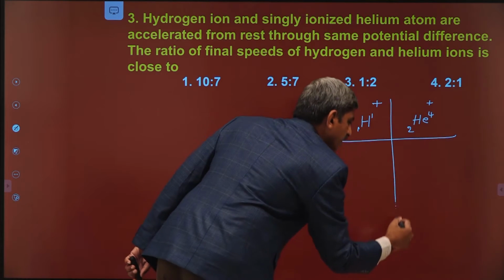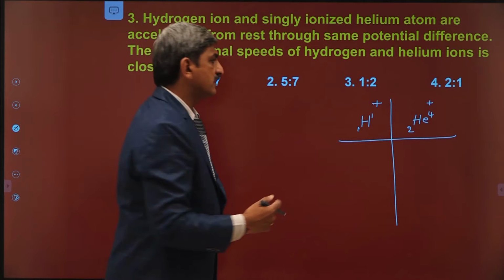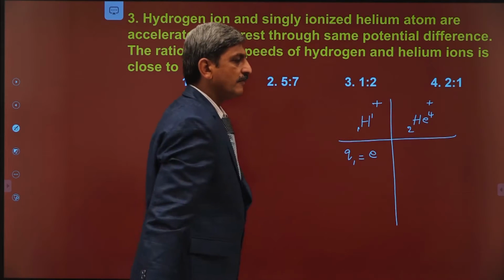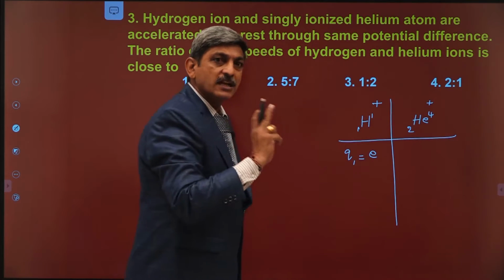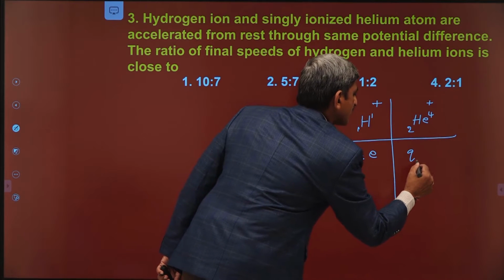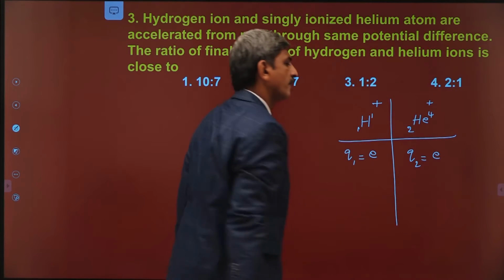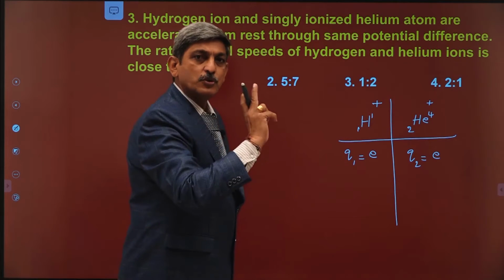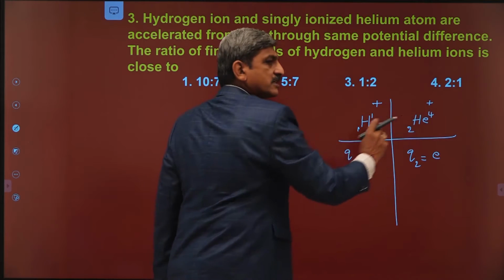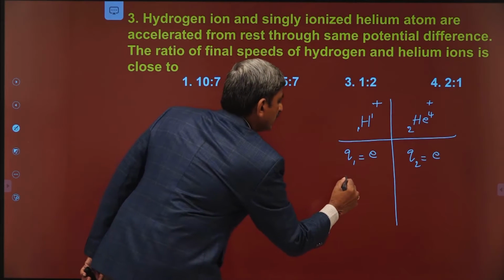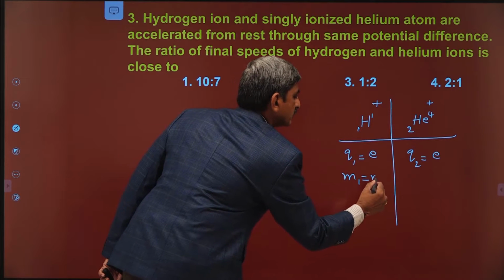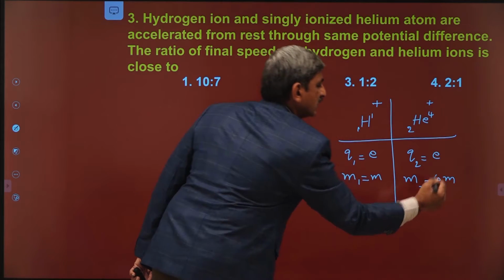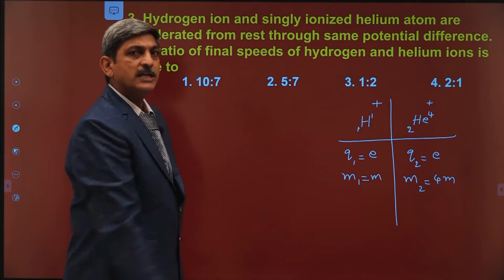We know that the hydrogen atom has only one electron. That's why, if it becomes an ion, the charge of the hydrogen is equal to only the charge of the electron. In the case of helium, it is singly ionized. That's why its charge is also equal, Q2 is equal to e. Whereas the nucleus of hydrogen consists of only one nucleon, the nucleus of helium contains 4 nucleons. That's why if the mass of hydrogen is taken as m, then the mass of helium is taken as 4m. Now these values are given for hydrogen and helium.